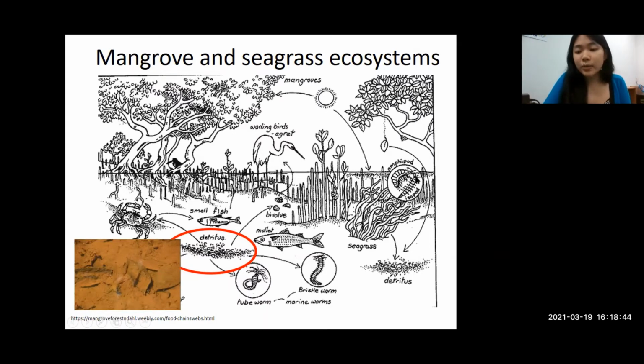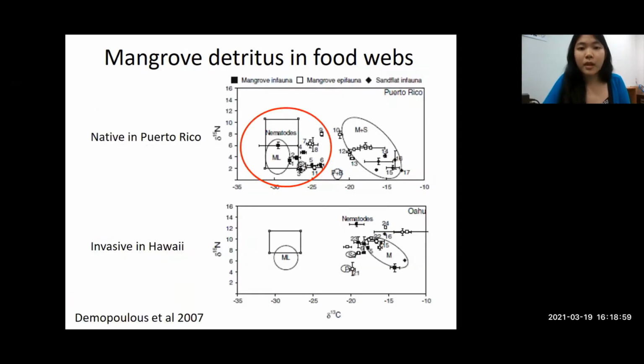And then little animals can feed on that, like this little amphipod. It's like a little shrimp crustacean thing. And then small fish can eat that, and so on up the food chain. So mangrove detritus is actually an important part of the food web. And you can see this in where mangroves are native versus where they're invasive.